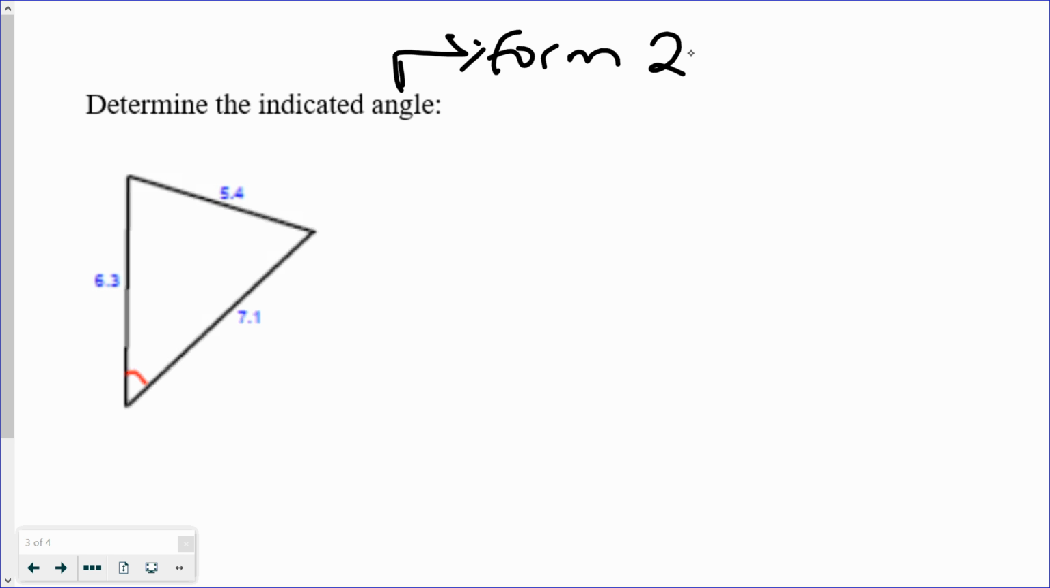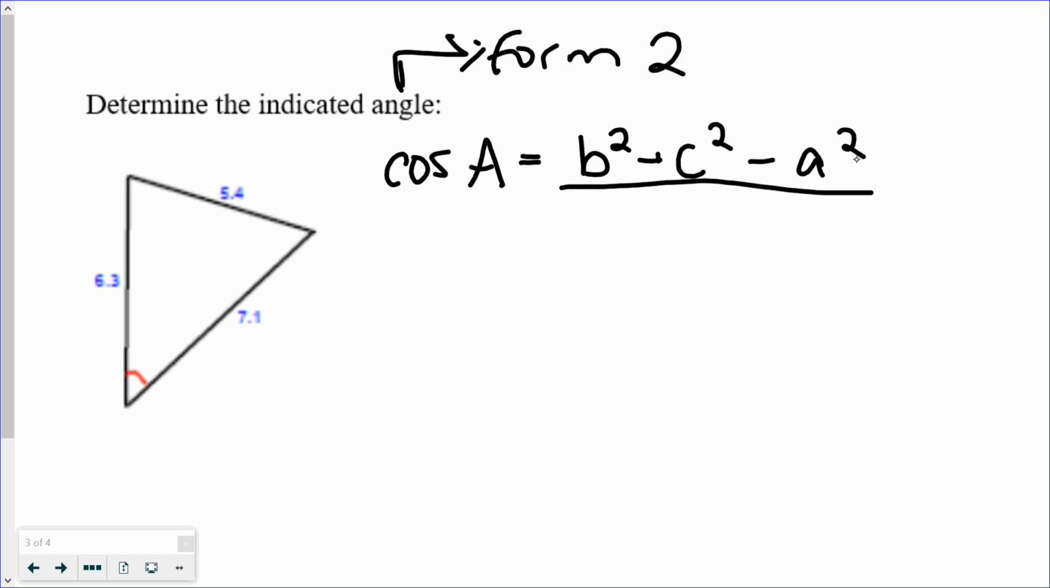And so just flipping over back to the other side, form two is the cosine of angle A is equal to b squared plus c squared minus a squared. So you need to know all three side lengths, a, b, and c, divided by 2 times b times c. So the first thing I need to do is label my triangle because there are no labels on this one.